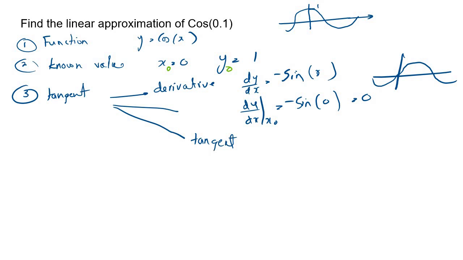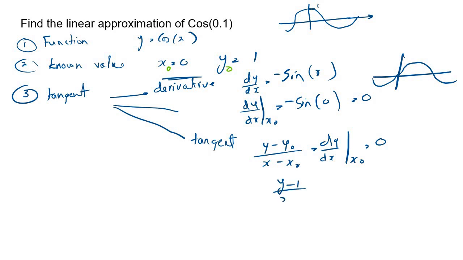Equation of the tangent. The equation of the tangent is (y minus y0) over (x minus x0) is equal to dy over dx at x0. So we know dy over dx at x0 is equal to 0. And when x is equal to 0, we know from this function that y is equal to 1. So we substitute it there. So when (y minus 1) over (x minus 0) is equal to 0, this implies y equals 1. So that's the equation of the tangent.